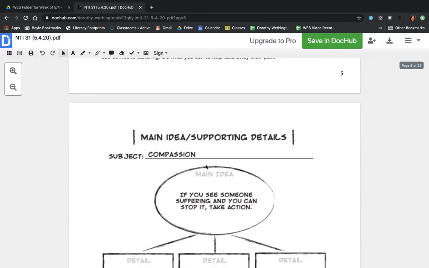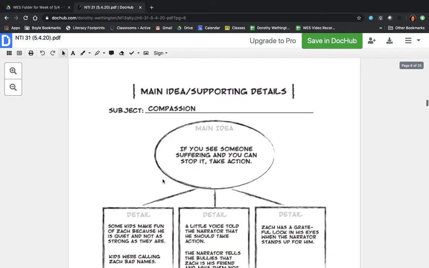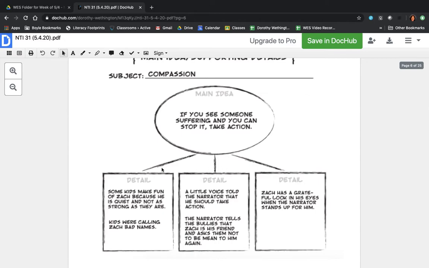So the subject is compassion. The main idea is if you see someone suffering and you can stop it, take action. One of the details was that some kids make fun of Zach because he is quiet and not as strong as they are. Kids were calling Zach bad names. Another detail is that a little voice told the narrator that he should take action. The narrator tells the bullies that Zach is his friend and asks them not to be mean to him again. Detail: Zach was grateful. Look in his eyes when the narrator stands up for him.